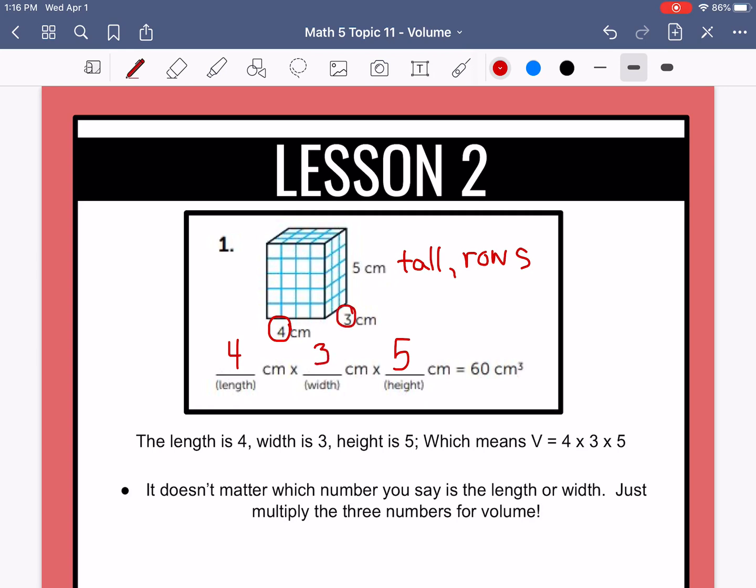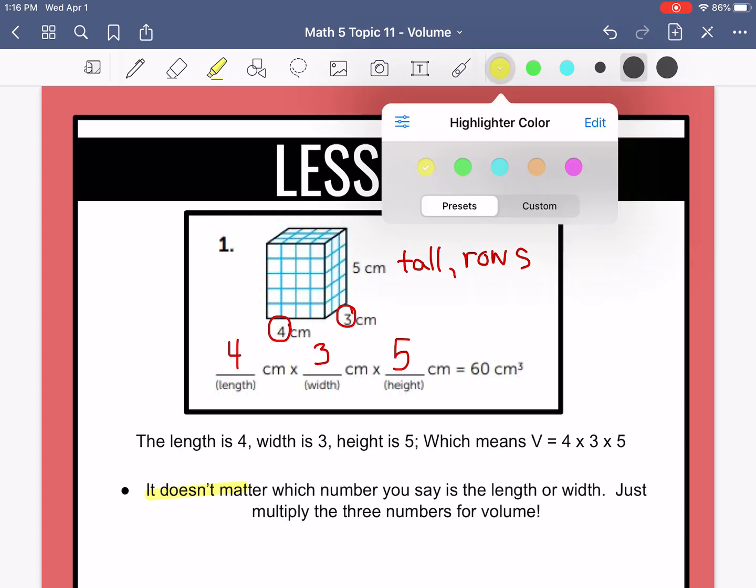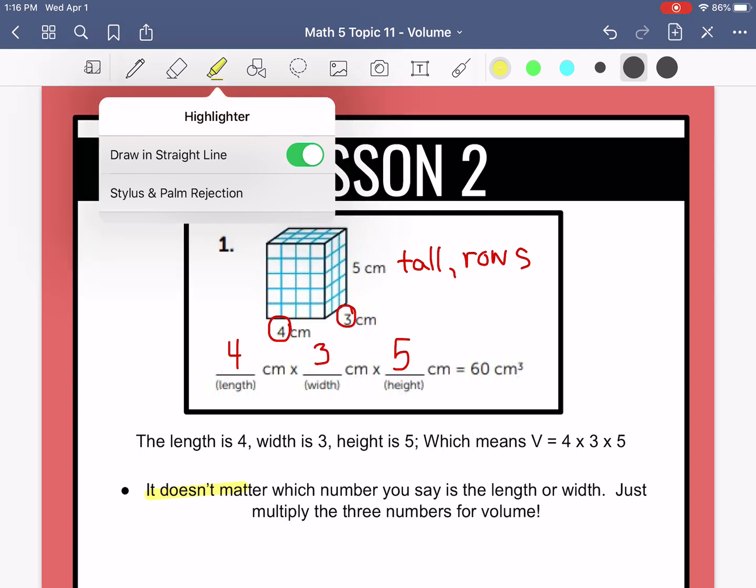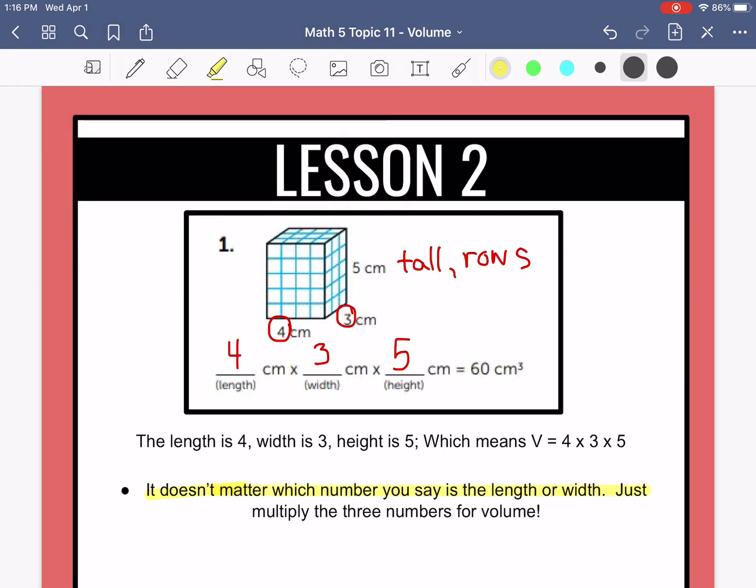Now, do I really have to put the 4 and the 3 in that spot? Could I have called the 3 my length and the 4 my width? Yeah, we could. Okay? And that's down here. It doesn't matter which number you say is the length or width. You're just going to multiply the 3 numbers.